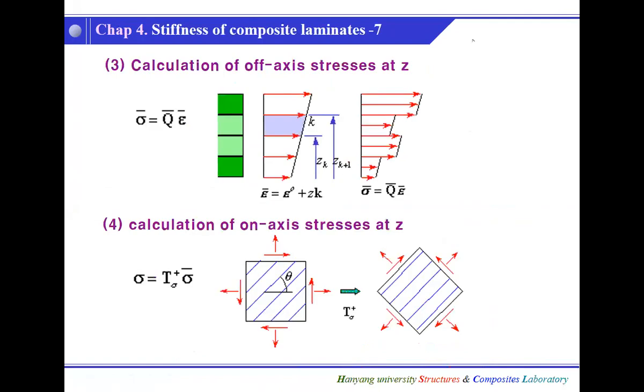Now, what is the next step? We got the on-axis strain. What is the on-axis strain? On-axis strain is again this one. This is the thickness direction, okay, this is Z. And we got all this on-axis strain. Now, how do we get the on-axis stress? On-axis stress. In other words, let's say we have a strain, just a strain, like that. This is a strain. And now how much is the stress?